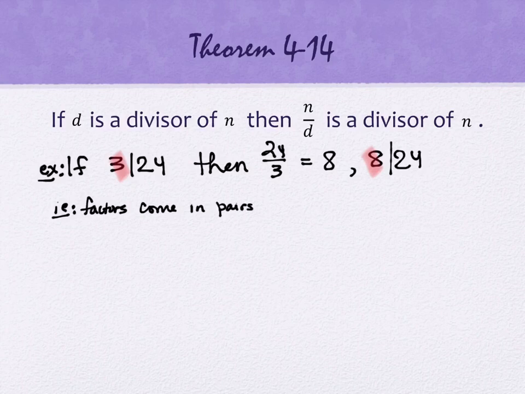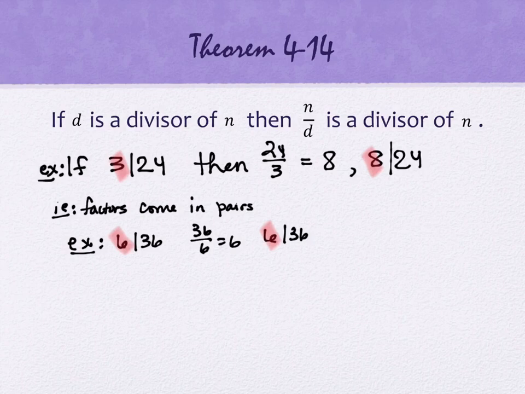Now, sometimes the pairs are a repeat of the factor. For example, if you did 6, 6 divides 36, but 36 divided by 6 is also 6. So 6 divides 36 again. These are still occurring in pairs. It's just that the pair is a duplicate of the same number. So they still come in pairs. It's just this one doesn't give us any new factor that we can consider if we did that one. So they all come in pairs.